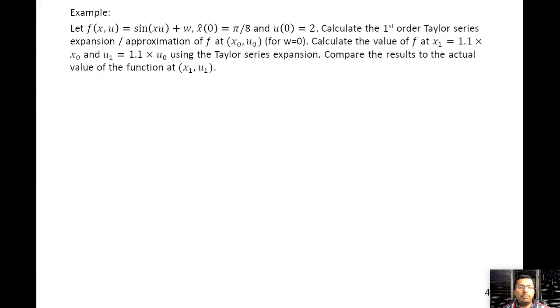So let's try an example. We have f is sine of xu plus w, and then x is pi over 8, and u equal to 0. Calculate the first order Taylor approximation for f at x0, u0, and for w equal to 0. You're also going to calculate the value of f at a small increment. So we're basically doing 1.1 times x0, which is about a 10% increment, and then a 10% increment on u, and then you're going to compare the result with actually substituting the values directly, and see what happens. So now would be a good time to pause the video and do the calculation.